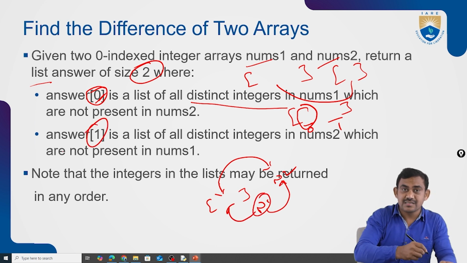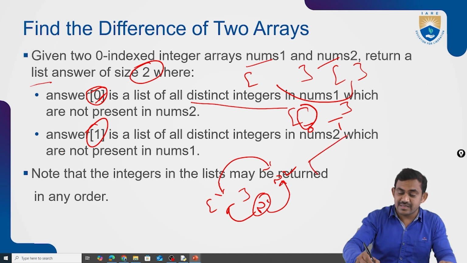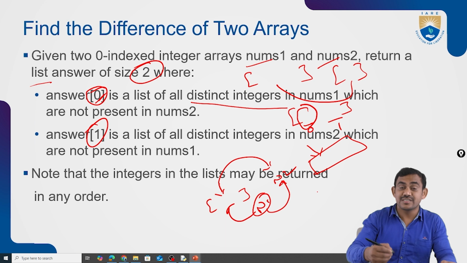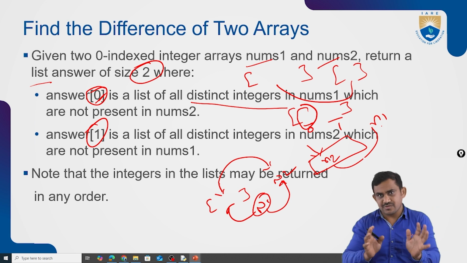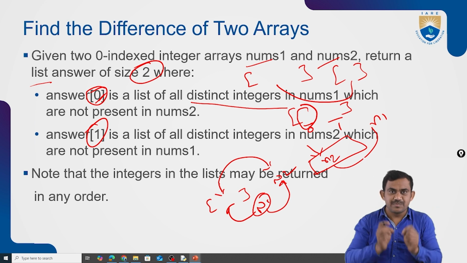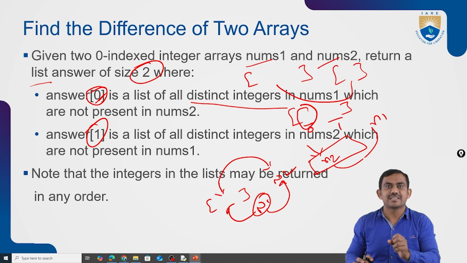In the 1st index, I again have one more list. In this list, we store the num2 values that are not in num1. That is the difference, and we need to find it. That is the simple logic. We'll discuss an example, then we'll get some idea.